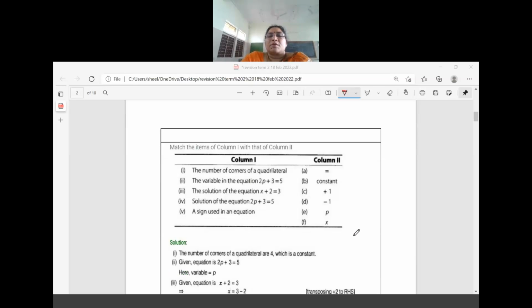Match the items of column 1 with those of column 2. Matching can be asked in the question. So I'll just suggest you first read the question. I'll give one more suggestion here for exams.